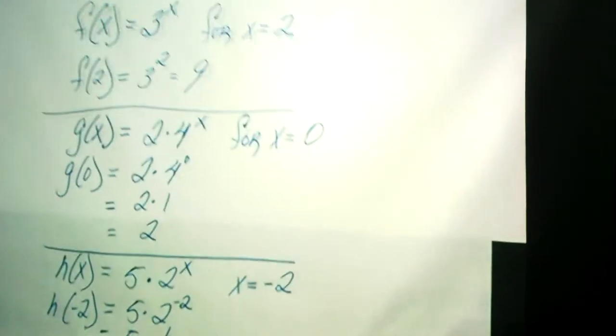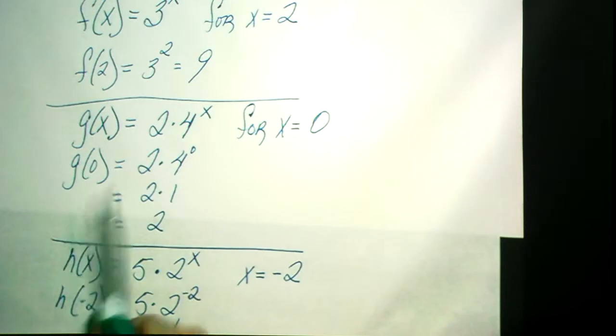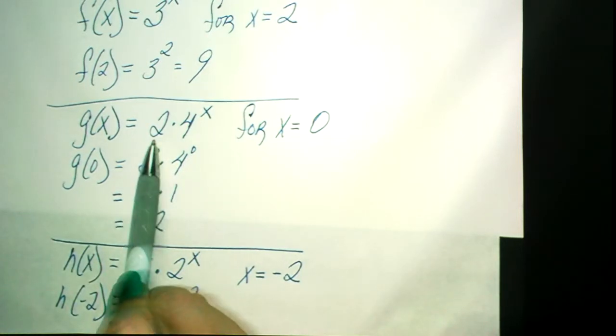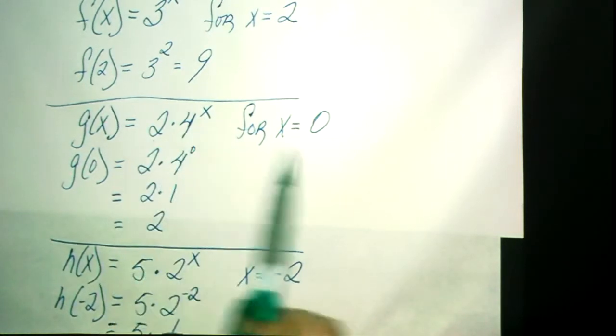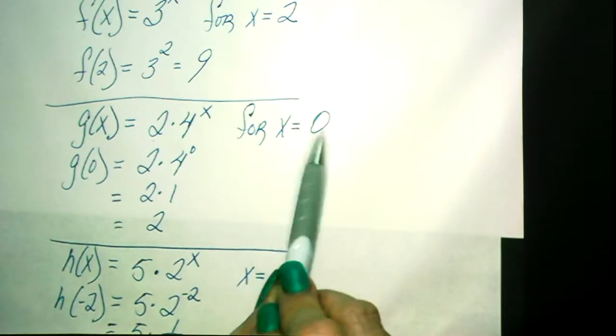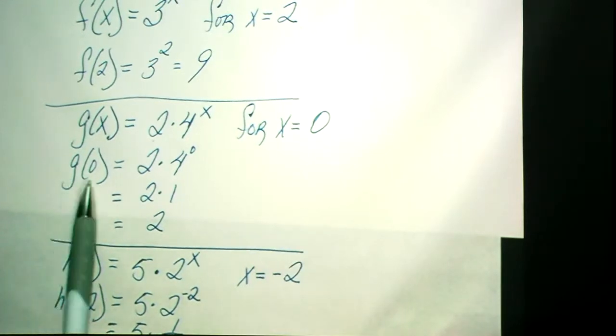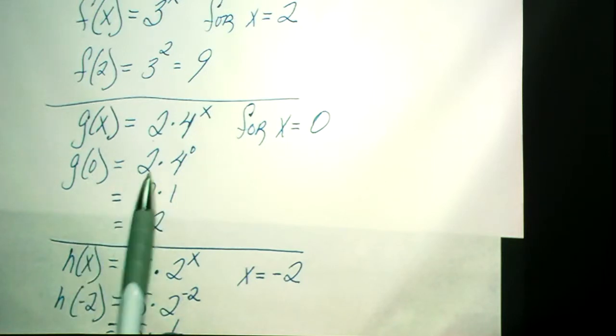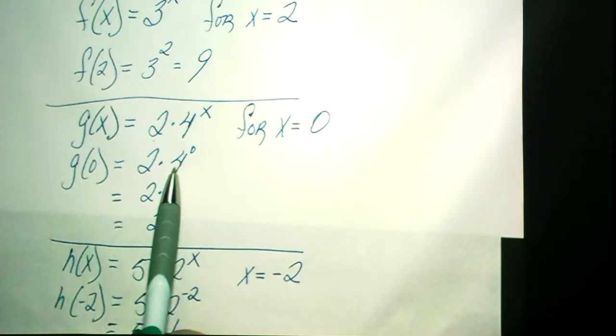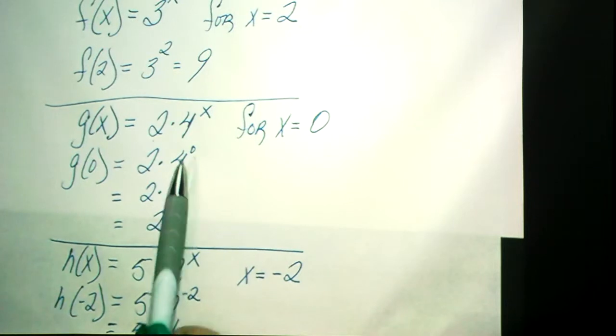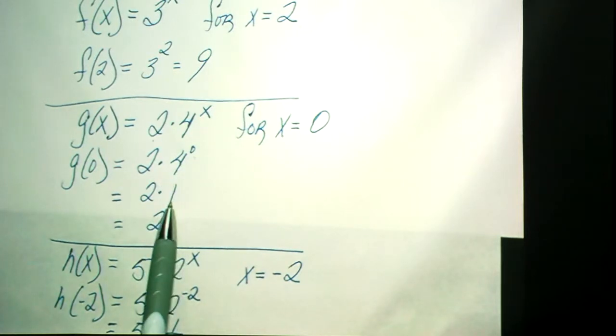Let's try it with g of x. So this time we have an a value. Our b value is 4 raised to the x. And we're going to evaluate it for x equals 0. So now g of 0, we have 2 times 4 to the 0 power. Anything to the 0 power, if you recall from Algebra 1, is 1. So we have 2 times 1, which gives us 2.